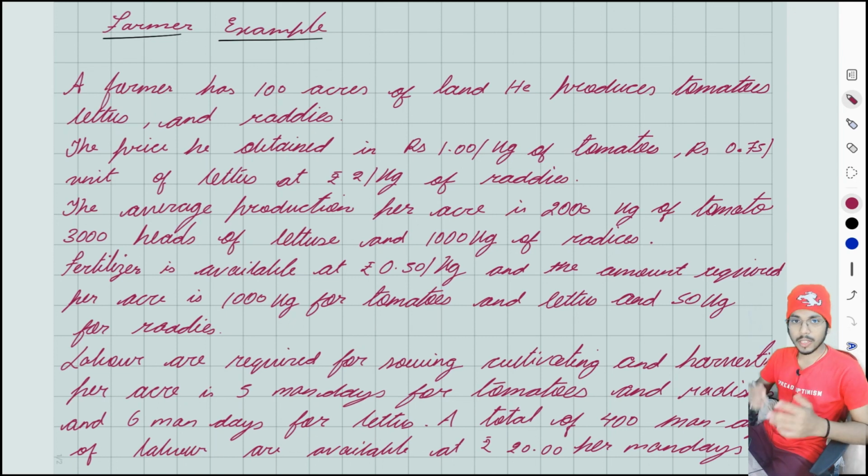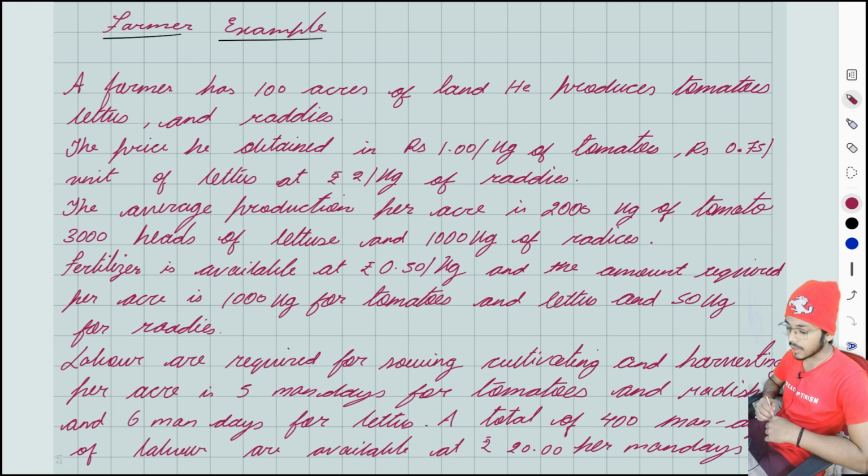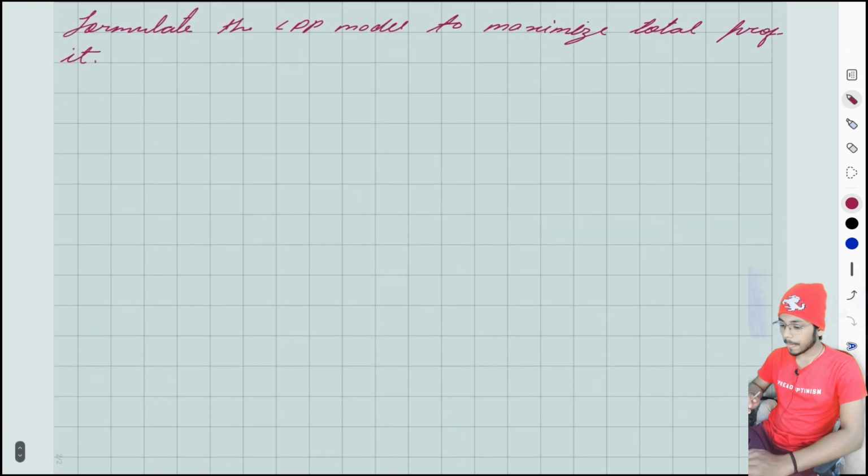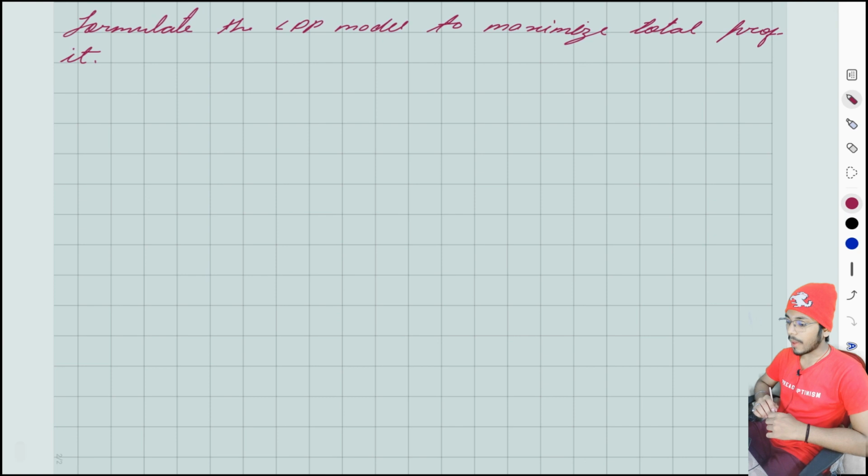Labor is also required to sow the seeds and do all the work. The labor required for sowing, cultivating and harvesting per acre is 5 man days for tomatoes, and the same 5 man days for radishes for 1 acre of land, and 6 man days for lettuce. A total of 400 man days of labor are available at rupees 20 per man day. Formulate the LPP model to maximize the total profit.